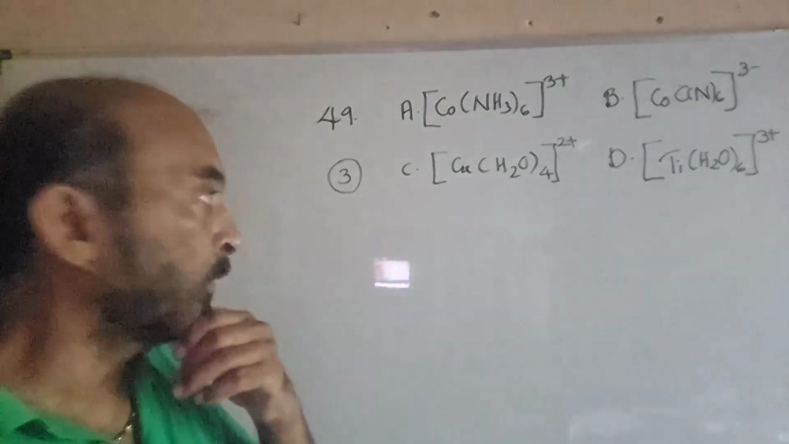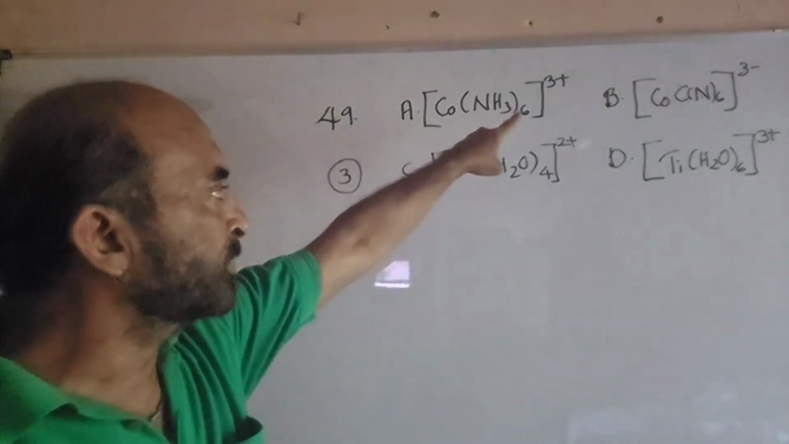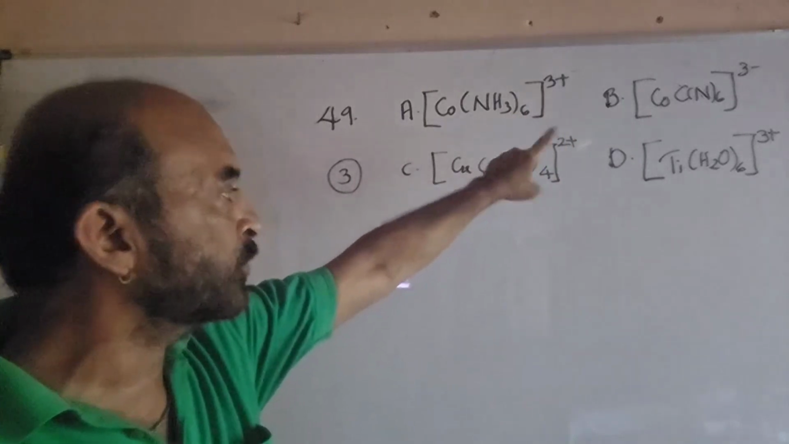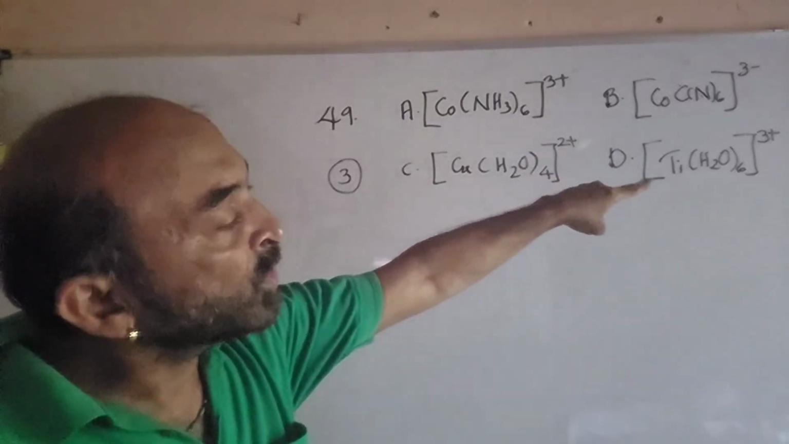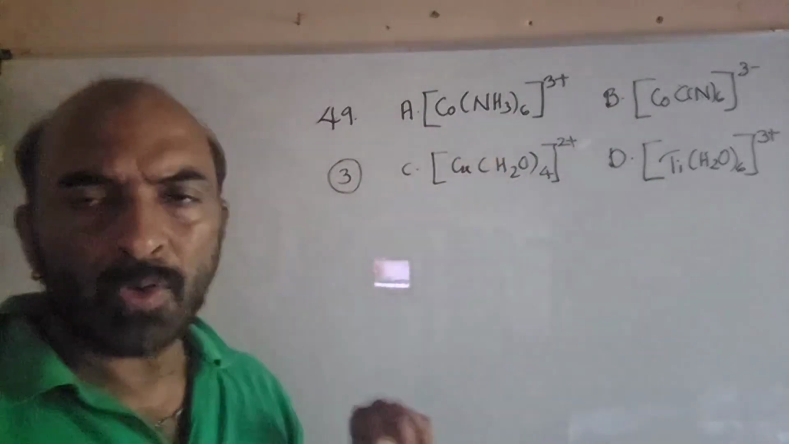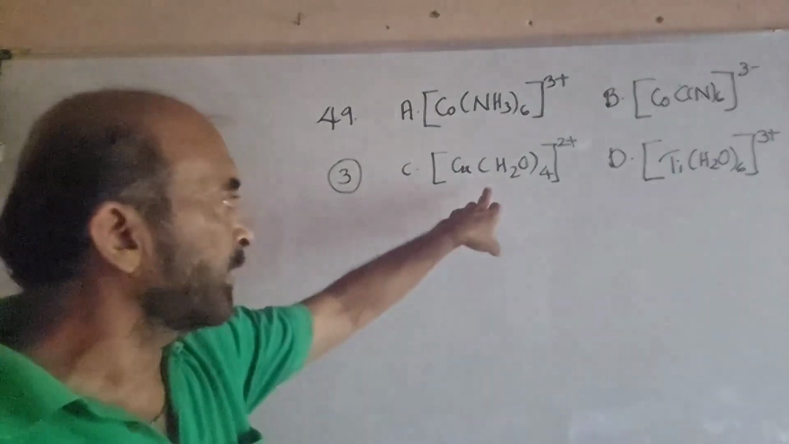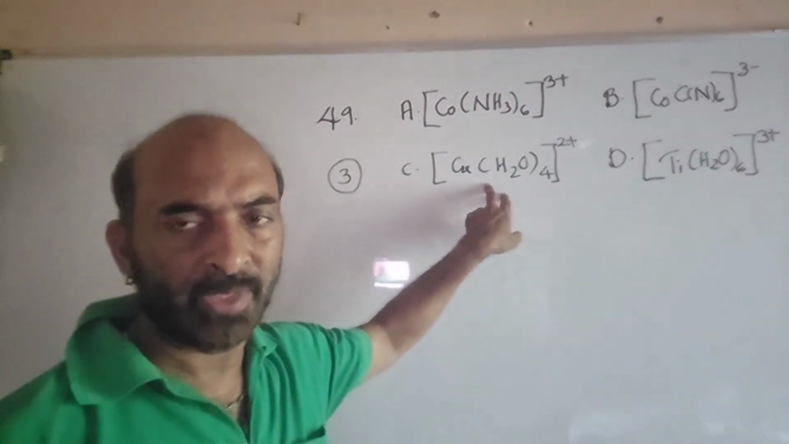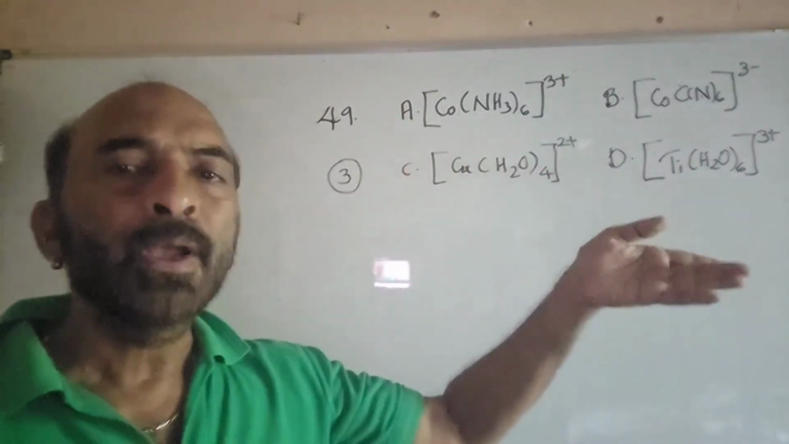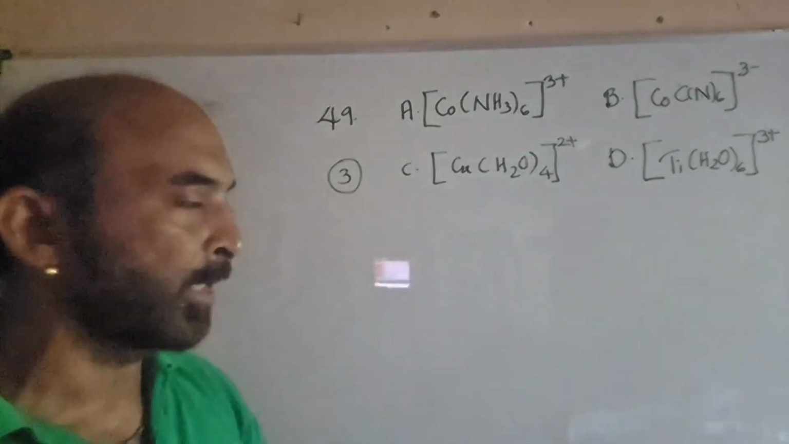Okay, now listen. The first complex is Co(NH3)6 3+, second is Co(CN)6 3-, third is Co(H2O)4 2+, D is Ti(H2O)6 3+. Here three are octahedral complexes because they all have coordination number 6, and one is a tetrahedral complex, Co(H2O)4 2+. So as a general rule, being octahedral, the three complexes would absorb higher energy or lower wavelength compared to the tetrahedral complex.